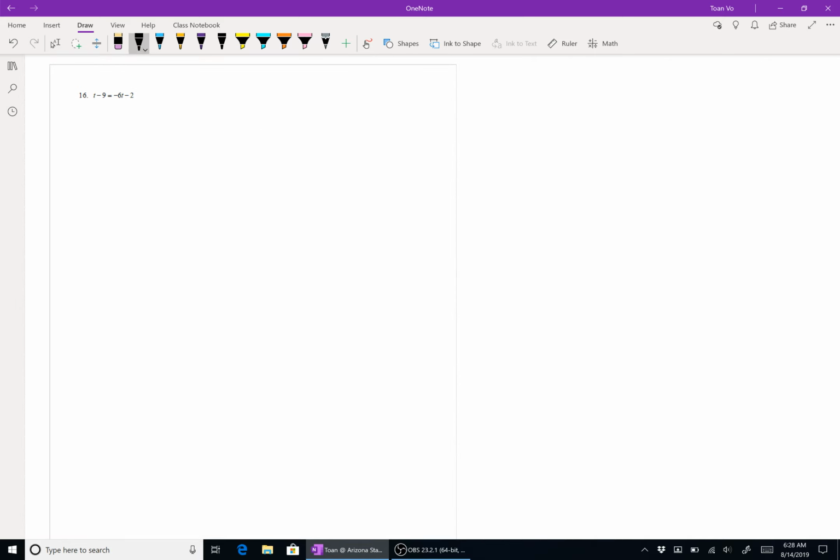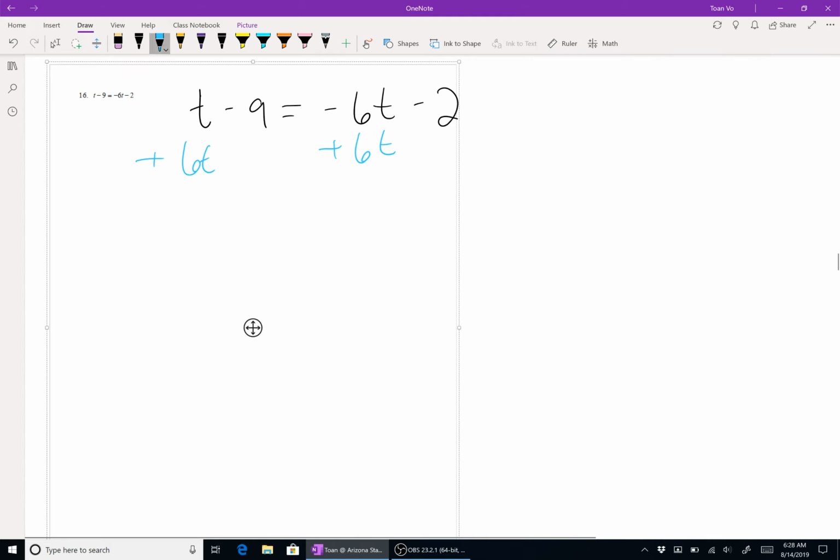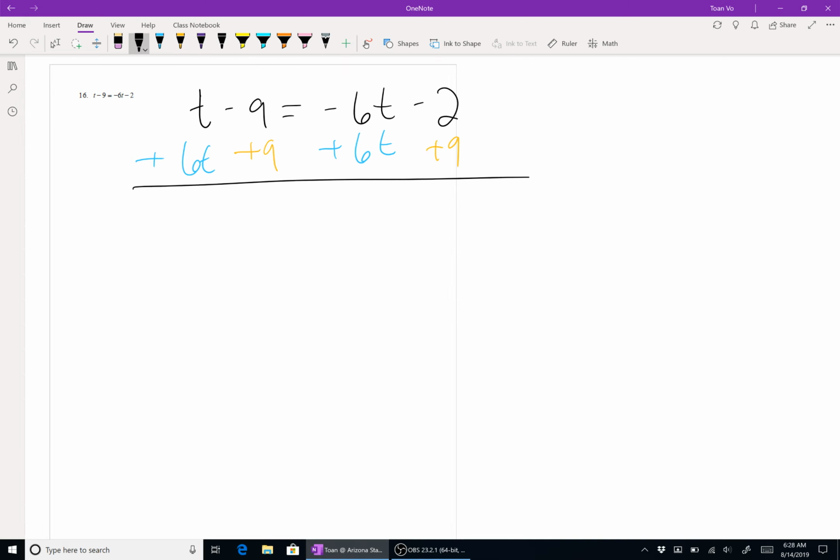Number 16 is just more solving. Hopefully we can be a little bit more automatic with these types of problems now. Plus 6t, plus 6t, plus 9, plus 9. That's 7t. These guys are gone. Equals, these guys are gone. 7. Divide out a 7, you get t equals a +1.